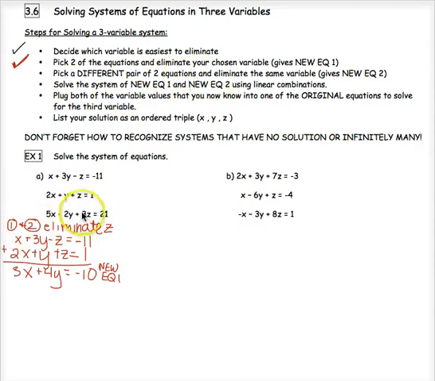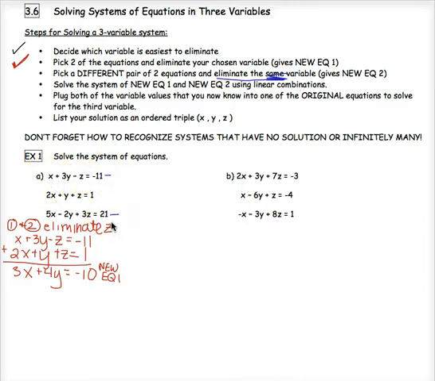I have to pick a different pair. So I can pick 1 and 3. I can pick 2 and 3, but I can't pick the same ones. The key is I have to eliminate the same variable. So I eliminated z. So now when I pick my new pair, I need to eliminate z again. On this one, I'm going to choose to do this time equation 1 and equation 3.